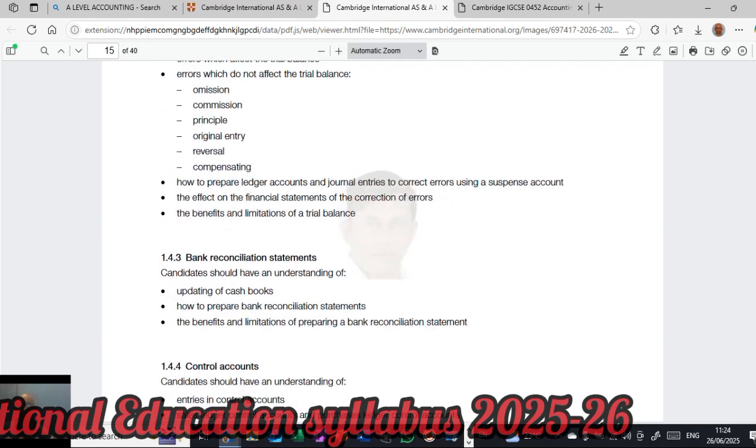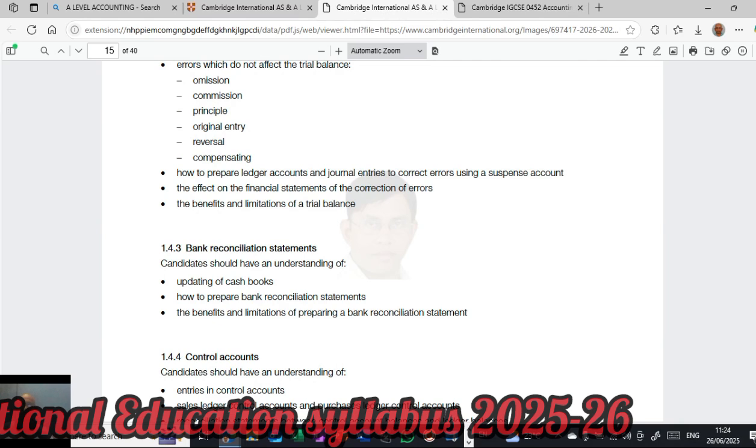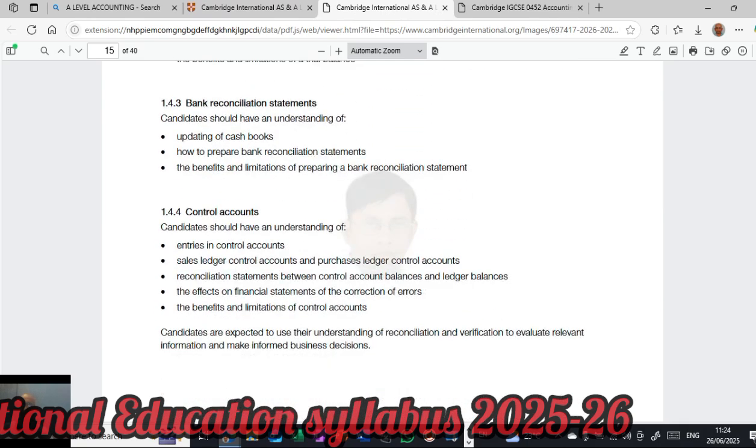Then we learn the bank reconciliation statement, where candidates understand cash flows, how to prepare a bank reconciliation statement, and the benefits and limitations of preparing one. Then control accounts. Candidates should have an understanding of entries in control accounts, sales ledger control accounts and purchase ledger control accounts, reconciliation statements between control account balances and ledger balances, the effect on financial statements of the correction of errors, and the benefits and limitations of control accounts. Candidates are expected to use their understanding of reconciliation and verification to provide relevant information and make informed business decisions. So you will be learning this as one lesson.